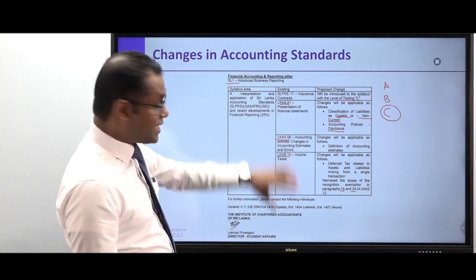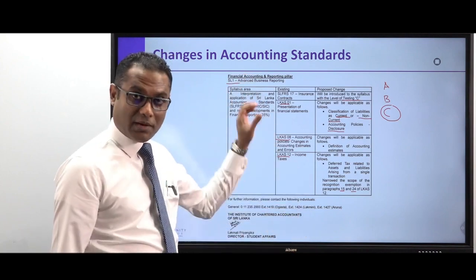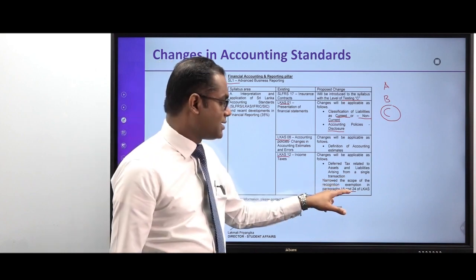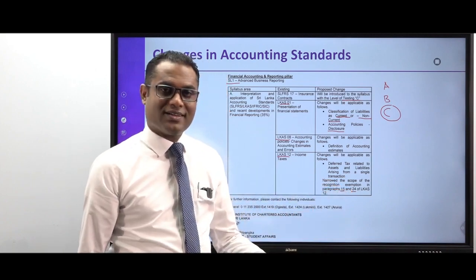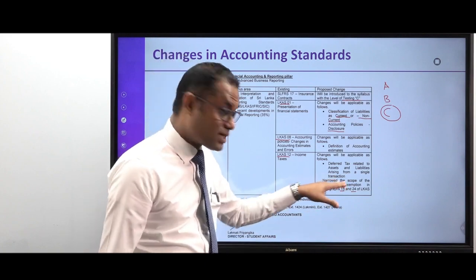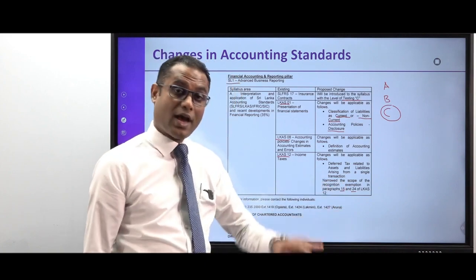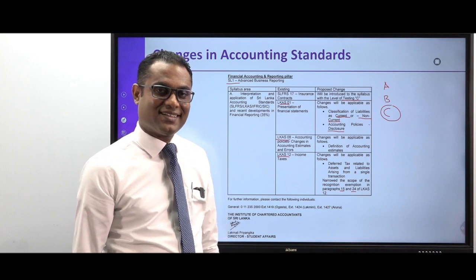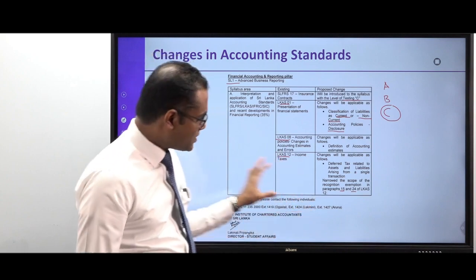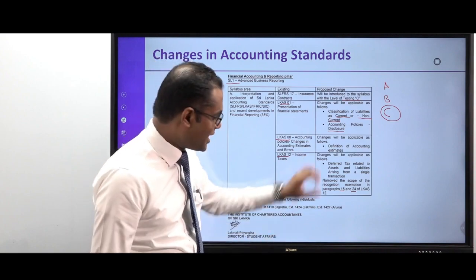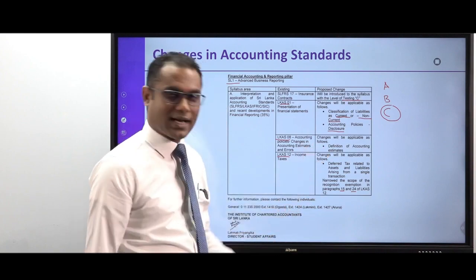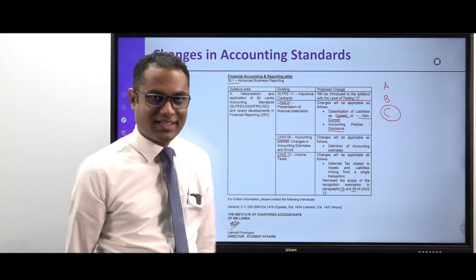But what is the change? What is the revision? What is the update? The update is that these exemptions were narrowed down. Certain exemptions which were given in the standard have been reduced. I'm not going to explain at this moment what is narrowed down, because it's a technical standard. Once we do the standard, I will explain what the changes are.